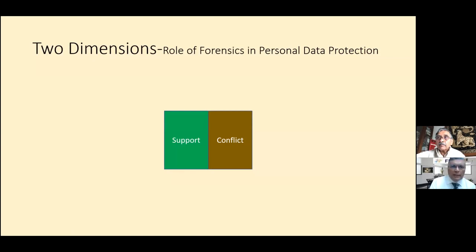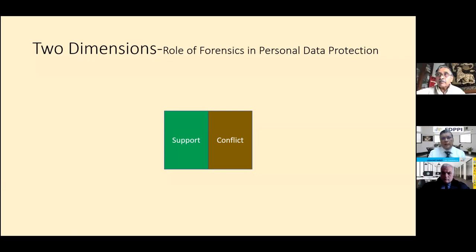When we look at the role of forensics in personal data protection, I look at two dimensions. One is that forensic science supports certain aspects of personal data protection. At the same time, there are also conflicts in certain aspects. Of course, when we are talking about personal data protection here, we are aware that there is a law to protect privacy, and therefore there is an effort to protect data. And in the process, we use technology, and on certain occasions, forensics comes into play.